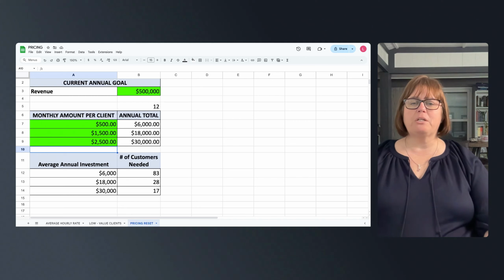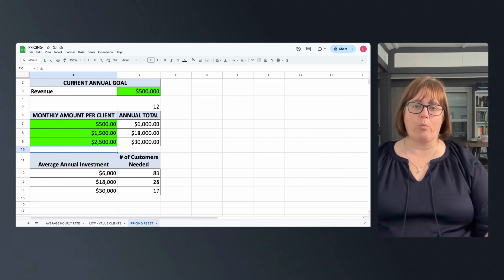So here's a reality check for you. If your current average client price is significantly lower than your required price, you need to raise your prices and adjust your client list. And remember, we talked about your client list earlier. We talked about how to grade them. So those are things that you need to think about. So that's your exercise in this module.